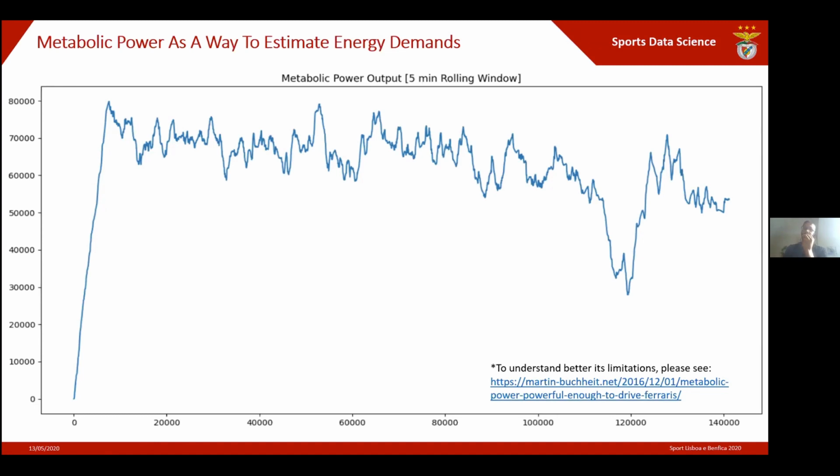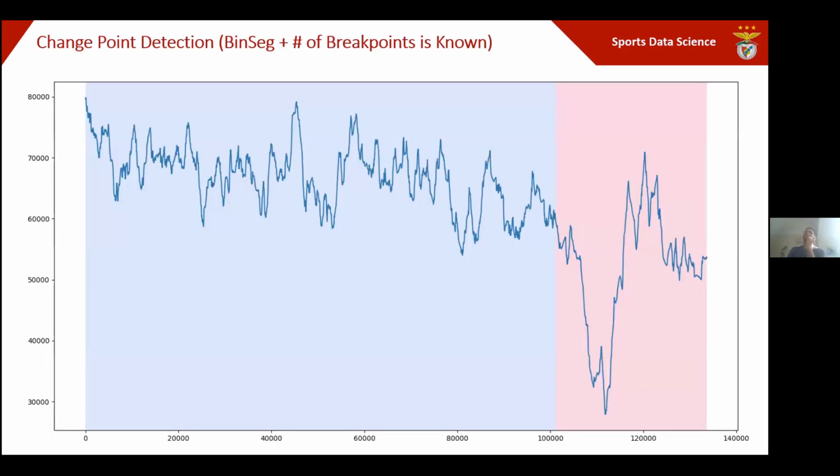So there's research that's been done around trying to produce these sorts of graphs or a metric to estimate the energetic demands of athletes so that we can understand when fatigue sets in. You can think of this as time series data, and with time series data, we can apply something called change point detection. Change point detection is a type of algorithm that uses a cost function and a search method.